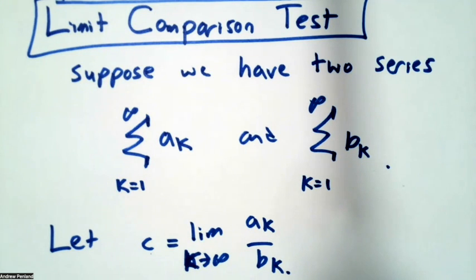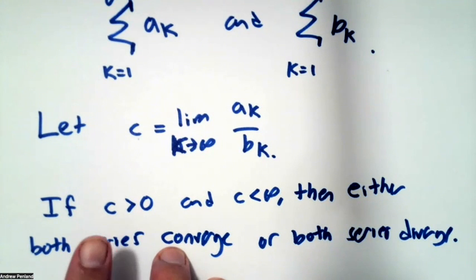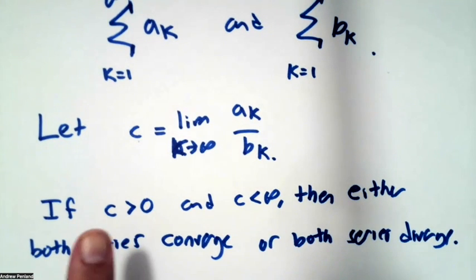Suppose we have two series, the sum from k equals 1 to infinity of a sub k and the sum from k equals 1 to infinity of b sub k. And let c be the value of the limit as k goes to infinity of the ratio of a sub k over b sub k. If that number c is positive and finite, so it's greater than 0 and less than infinity, then either both series converge or both series diverge.